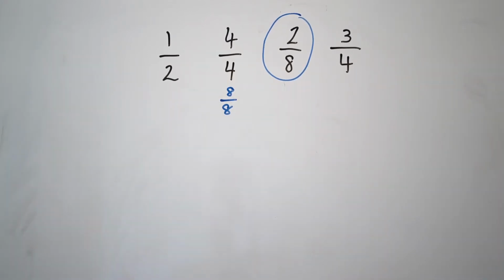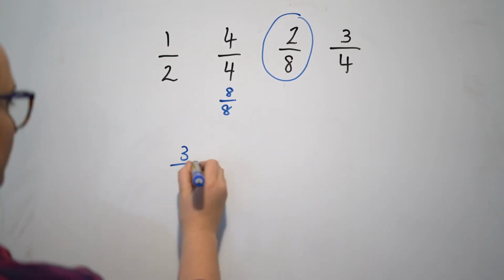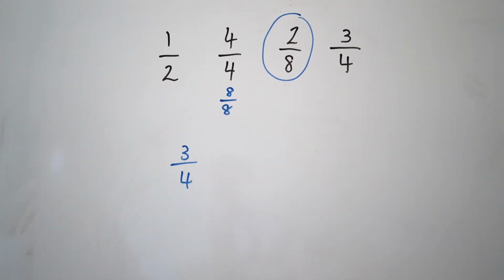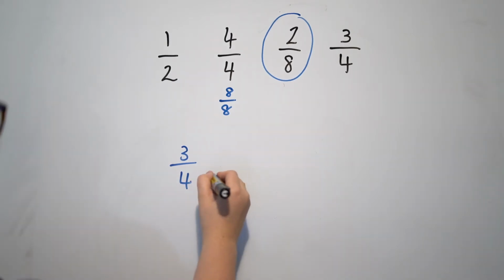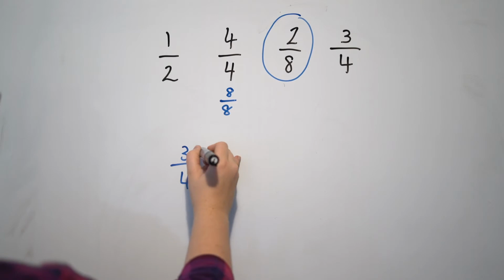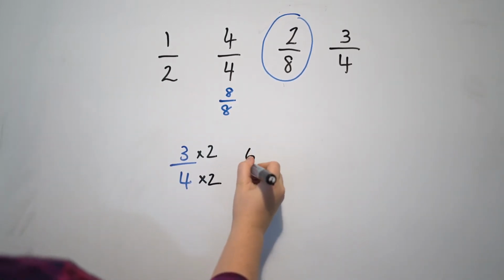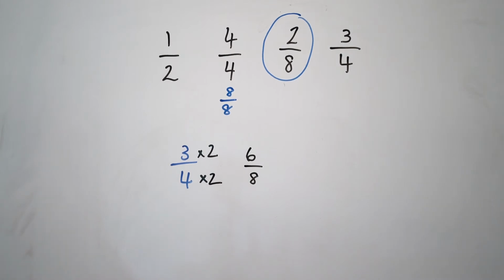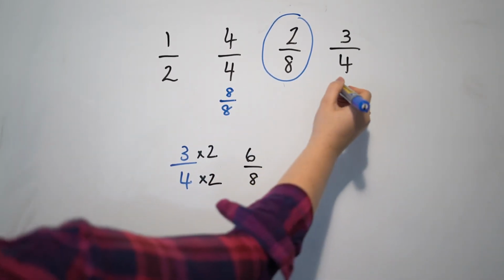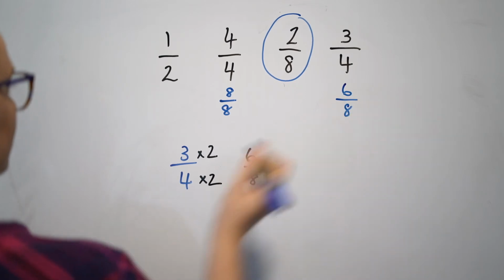Let's do 3 quarters. We need to make that 4 into an 8. The denominator needs to be the same as the other 2 that we've done before. We know that 4 times 2 is 8. And what I do to the bottom number, I need to do to the top number as well. So, let's do the working out now. 3 times 2 is 6, and 4 times 2 is 8. So 3/4 is the same as 6/8.